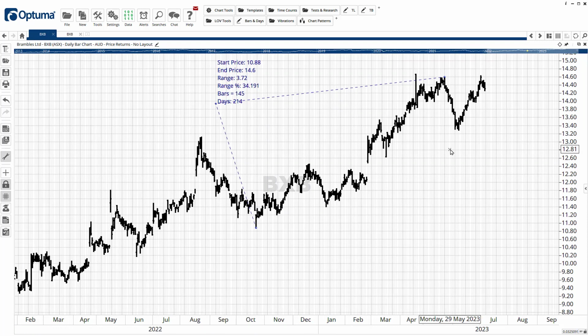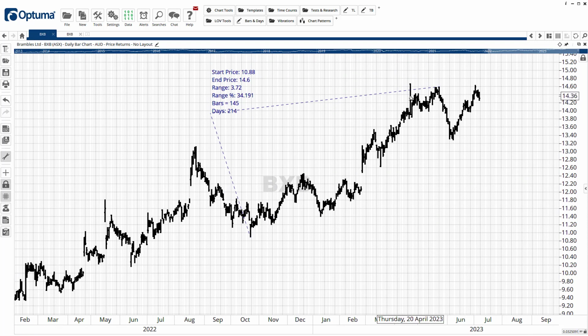you can see, if we zoom in on that section now, you can see there was a significant top, a retest of that high, and that occurred on the 23rd of May. Now, from that low to that high is 145 trading days. And of course, 144 is the significant Fibonacci number.